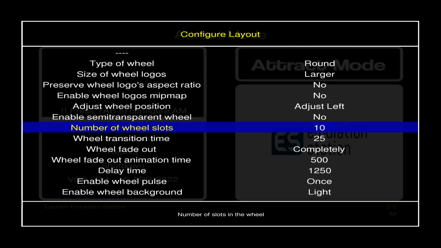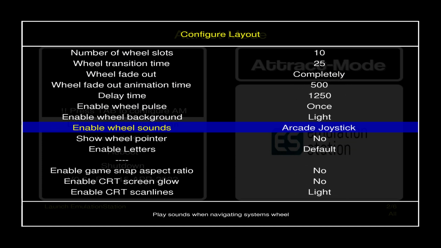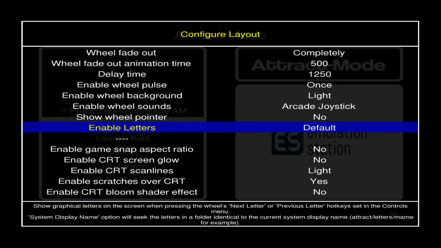What else have we got? Okay, enable wheel sounds. By default, enable wheel sounds is something like random, which means every time you click down or up to choose a different game, it makes a different noise, which I find distracting. So I've gone for arcade joystick instead.